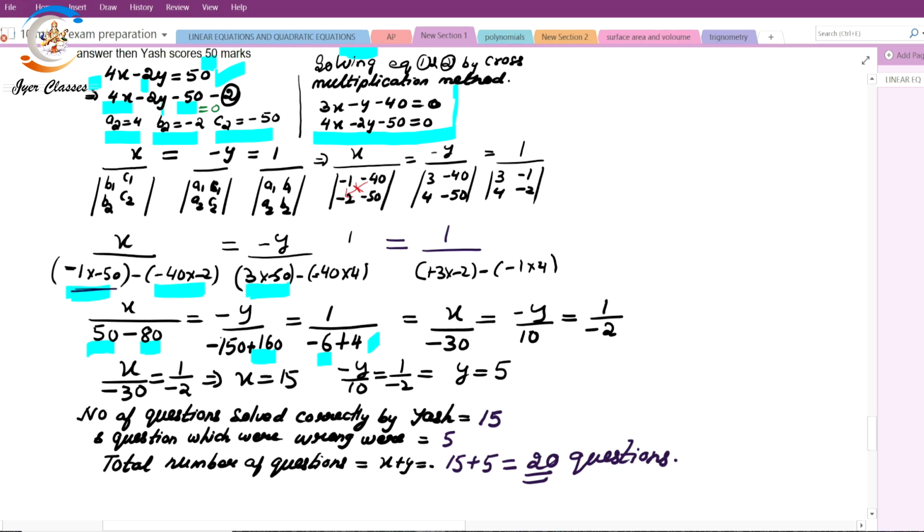so that is equal to 4. So what will you get here, so x divided by 50 - 80, so -30 हो गया, और y के नीचे -150 and +160, so it is +10, and 1 divided by -6 and +4 which is equal to -2. So take these two together, that means x by -30 and 1 upon -2, so you have got x is equal to 15 and y by 10 is equal to -1 by 2, so y is equal to 5. So number of questions which is solved correctly by Yash is 15 and wrongly by him it is 5. So total number of questions is 15 plus 5 which is equal to 20 questions.